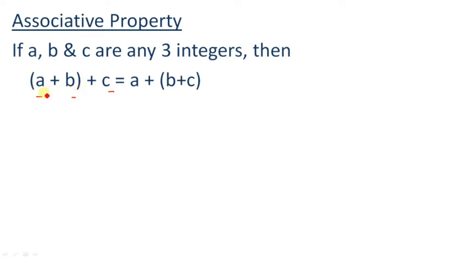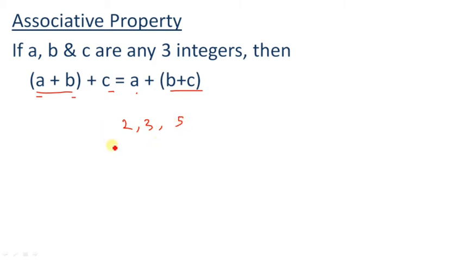Brackets are given. It means whichever part is in the bracket, that part will be added first. So (a plus b) plus c will be equal to a plus (b plus c). It means here if we add a plus b, and then the result is added with c, it will be the same as if we first add b plus c and the result is added with a. Let us take an example. Suppose I have 2, 3 and 5. Now what is the value of a plus b plus c?